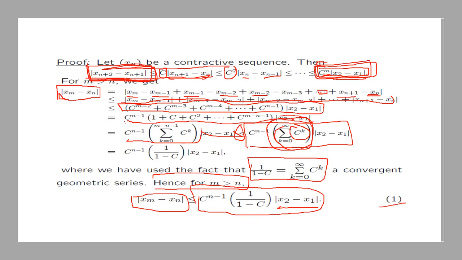Now you see that if the distance between x2 and x1 is 0, then the whole of this will be 0, and therefore the distance between xm and xn will be 0, and therefore it will be less than any epsilon bigger than 0, right? And so in that case, there's nothing to prove. So we'll assume that the distance between x2 and x1 is not 0.